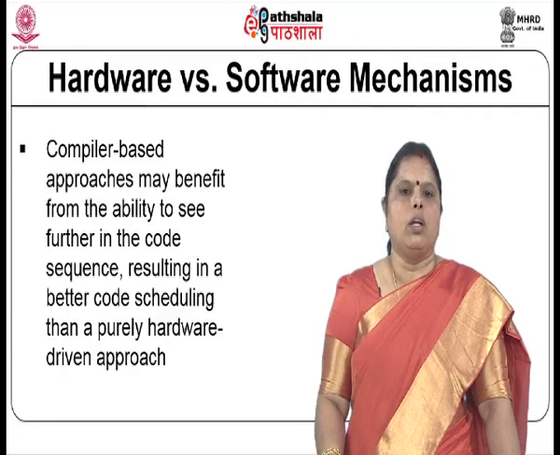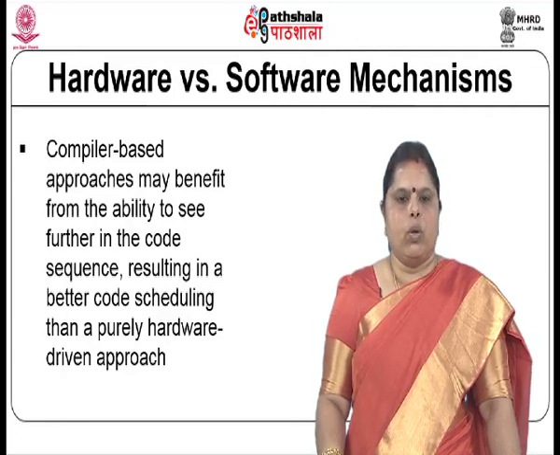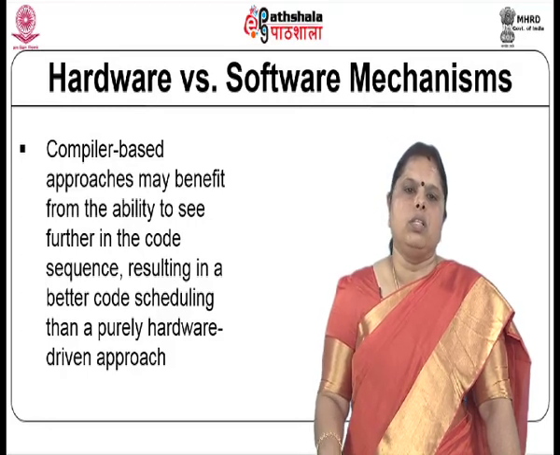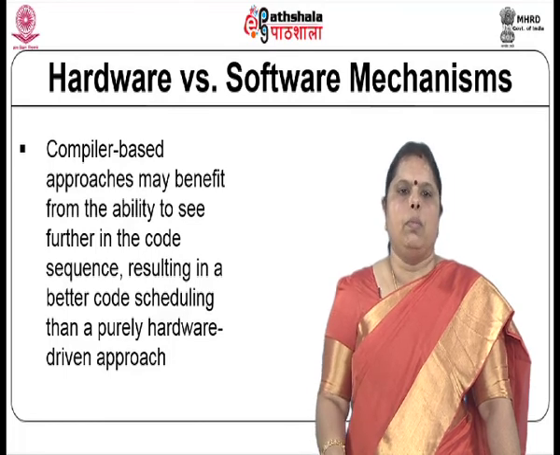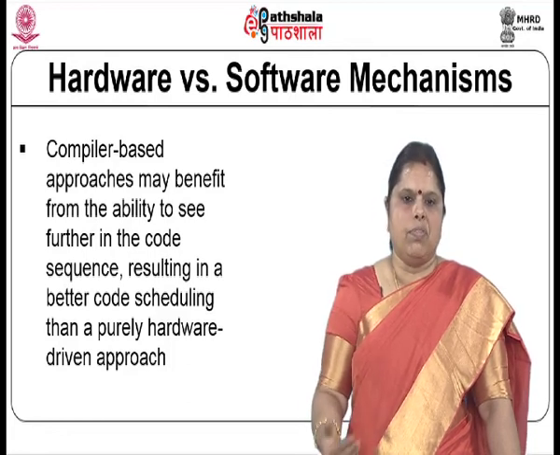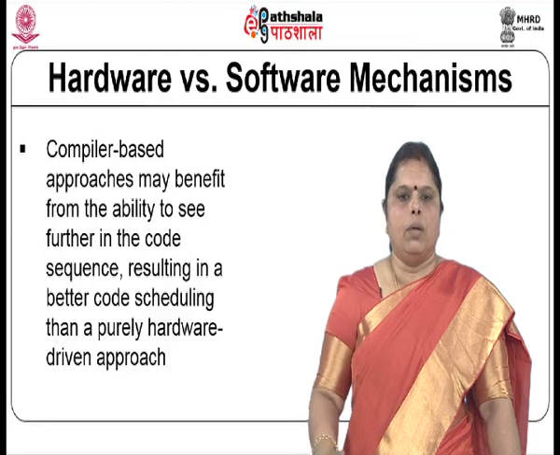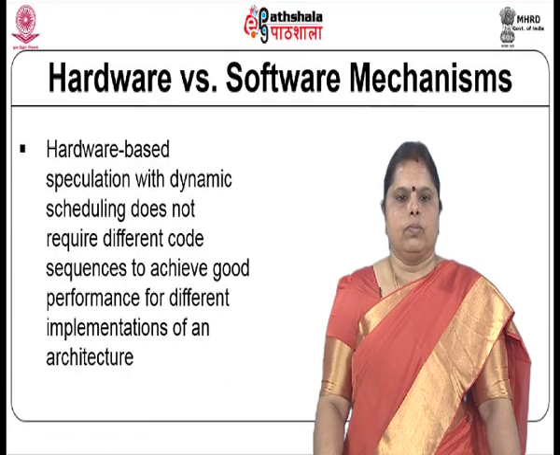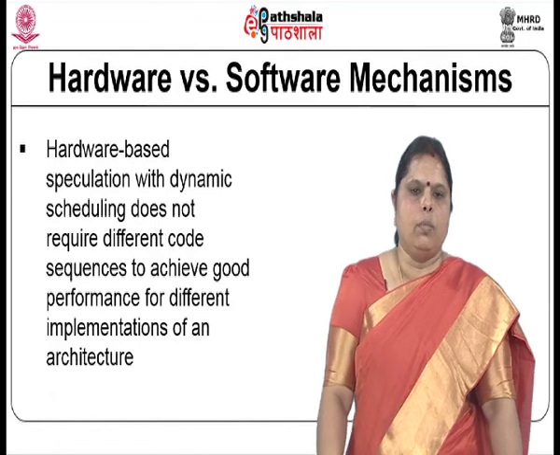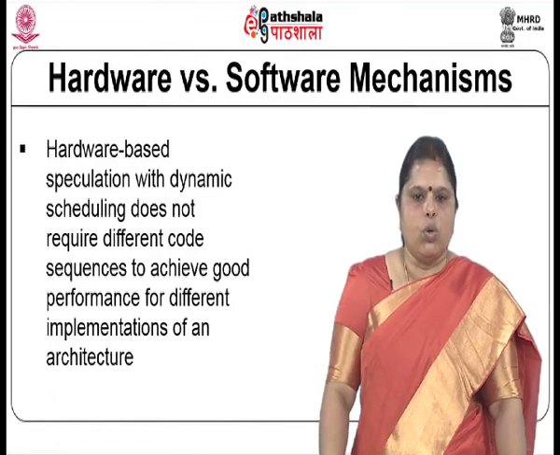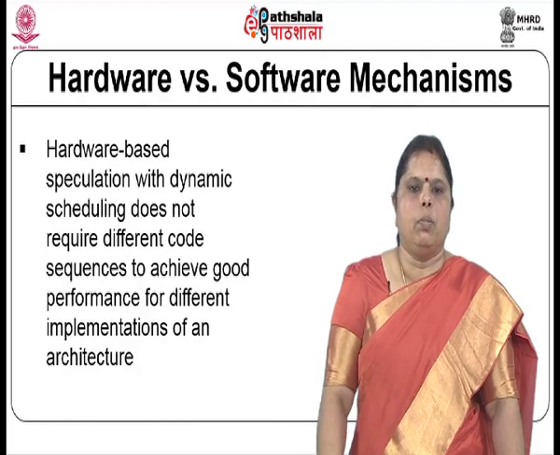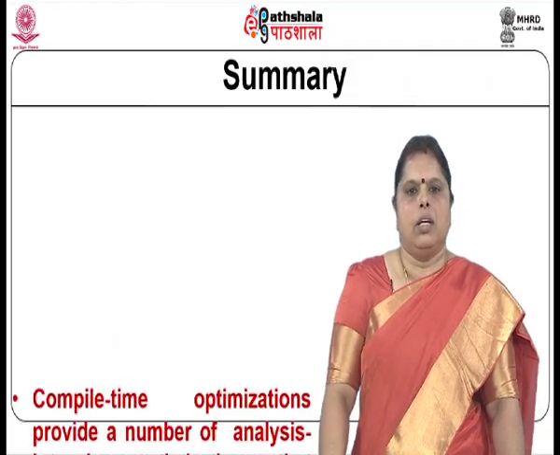So, this is a very important advantage of compiler based speculation, because in the case of hardware based speculation, we are just looking at a limited number of instructions in your instruction window, and we are trying to reschedule the instructions within that window. Whereas, when you are looking at a compiler based speculation, the compiler looks at the entire code. So, it can do local code scheduling as well as different techniques for global code scheduling, and it might give you a better schedule. So, hardware based speculation with dynamic scheduling does not require different code sequences to achieve good performance for different implementations of an architecture. This is another advantage.